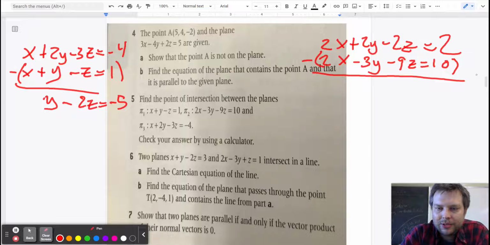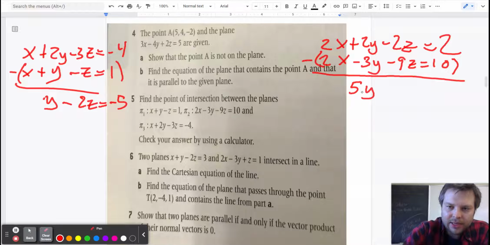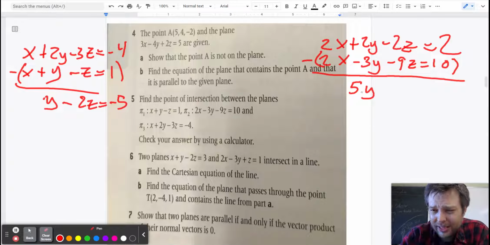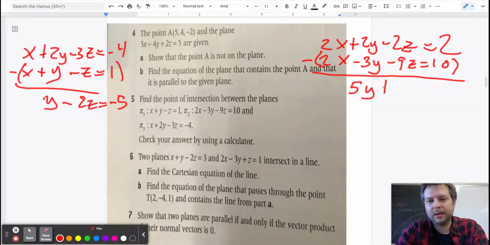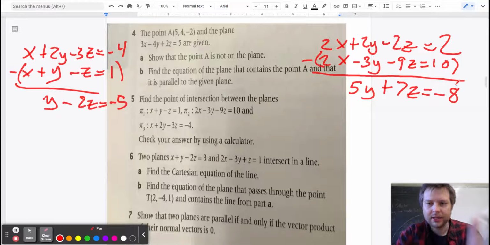So, 2x minus 2x cancels out. 2y minus negative 3y makes 5y. And then over here, negative 2z minus negative 9z becomes plus 7z. And 2 minus 10 is negative 8. Great. So now I have two equations in two unknowns. And so now it should feel pretty familiar.